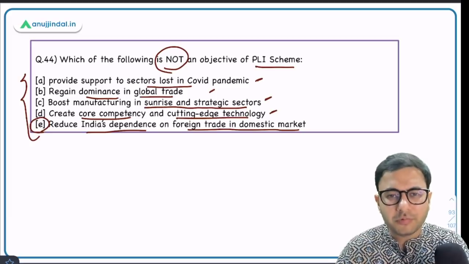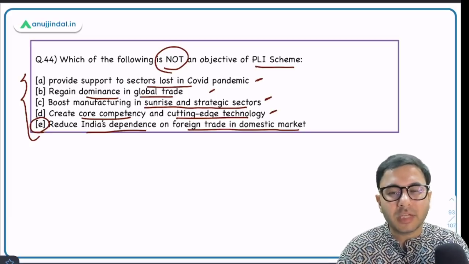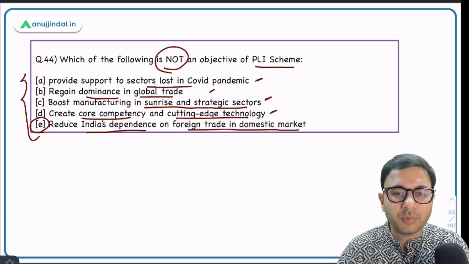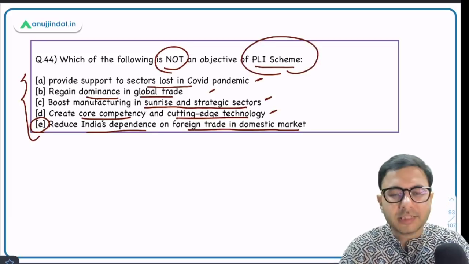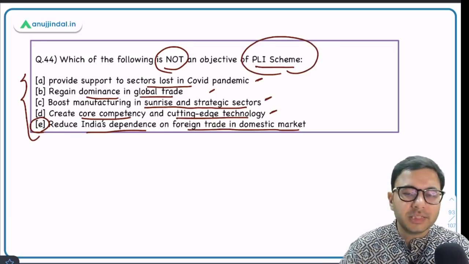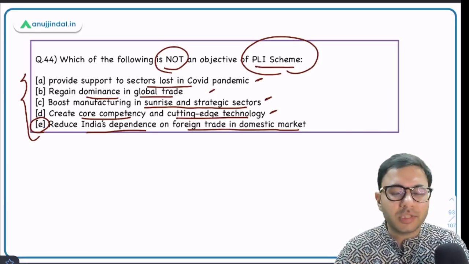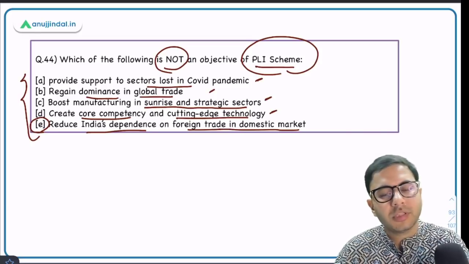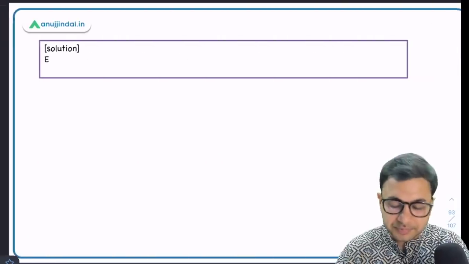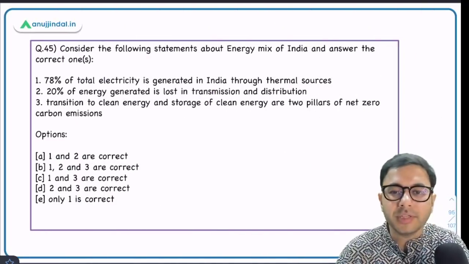You never want to do that. You cannot reduce dependence on foreign trade because you are living in the era of globalization. And above that, that is not the objective of the PLI scheme. The simple objective of the PLI scheme is to encourage the domestic industries, both in the domestic market as well as in exports, not to discourage foreign trade. Answer option is option number E.